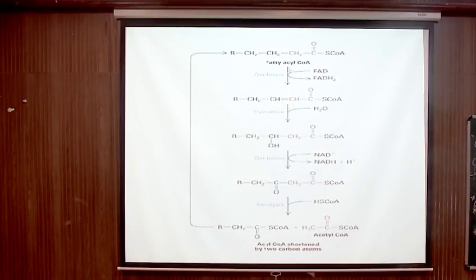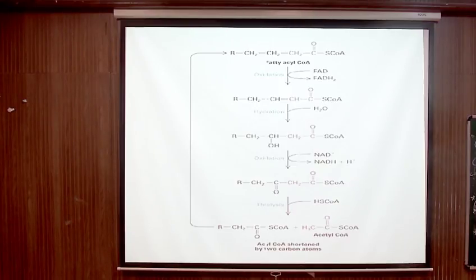So first, fatty acyl coenzyme A undergoes oxidation. What is the enzyme? Fatty acyl coenzyme A dehydrogenase. What is the coenzyme? FAD. It gives what? Enoyl coenzyme A. And enoyl coenzyme A will undergo hydration, and forms, H should be the hydroxy, so beta hydroxy acyl coenzyme A.